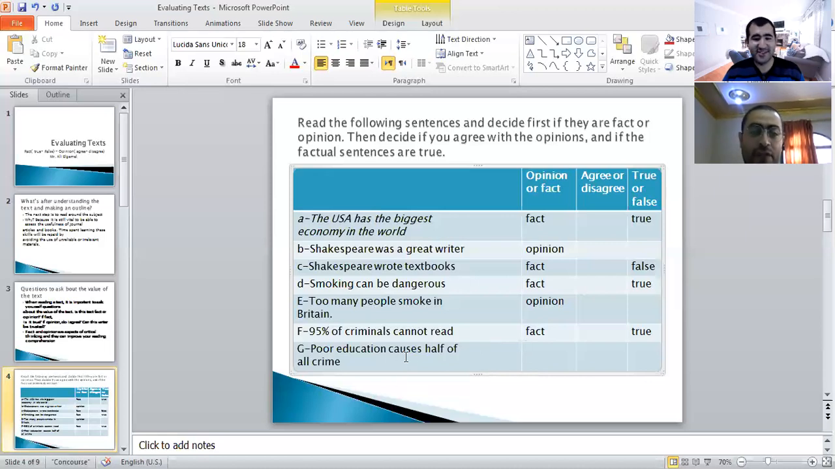G. Poor education causes half of all crime. I think there's no evidence of this. This could be both fact and opinion. If there is real evidence, it's a fact and it's true. If there isn't, maybe it's an opinion.